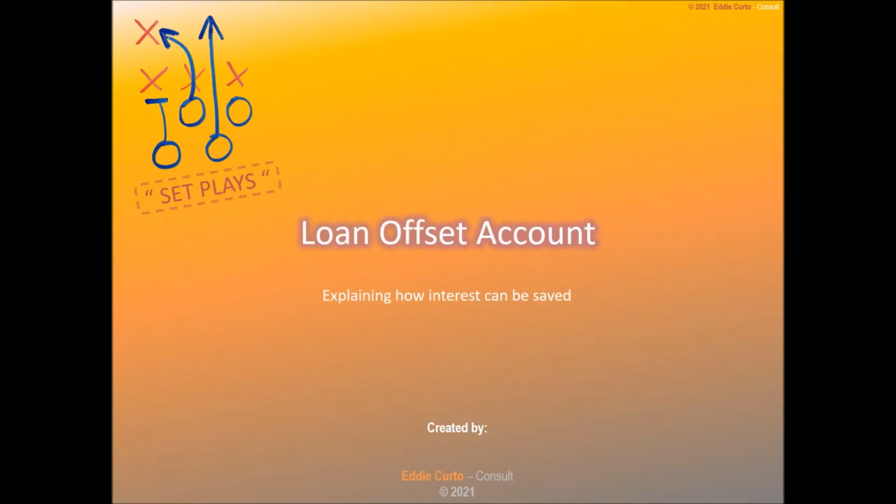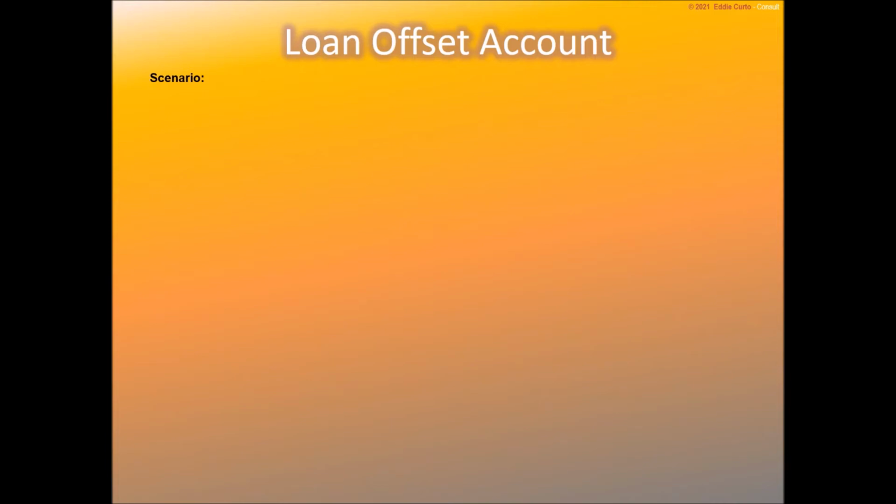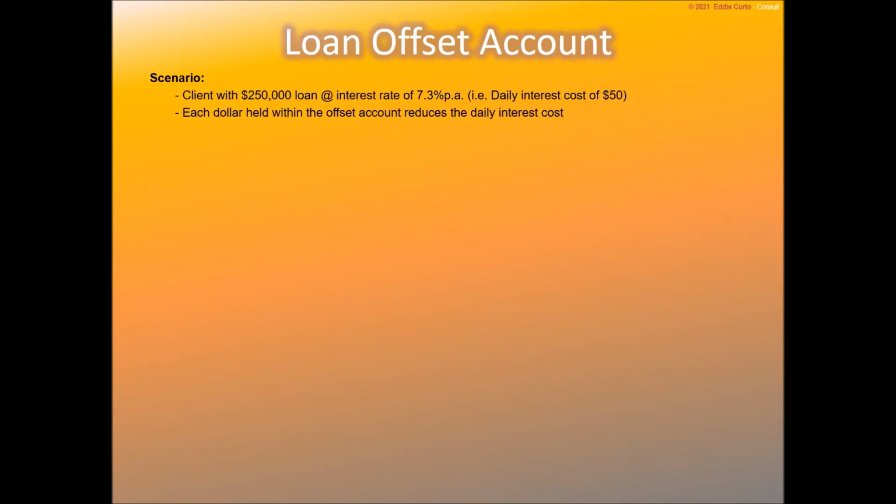In this video, we're looking at an example to show how loan offset accounts work and how significant amounts of interest can be saved. Let's look at an example of how a loan offset account might be used to assist a client. In this scenario, we've got a client with a $250,000 loan at an interest rate of 7.3%, where the daily interest cost works out at $50 per day.